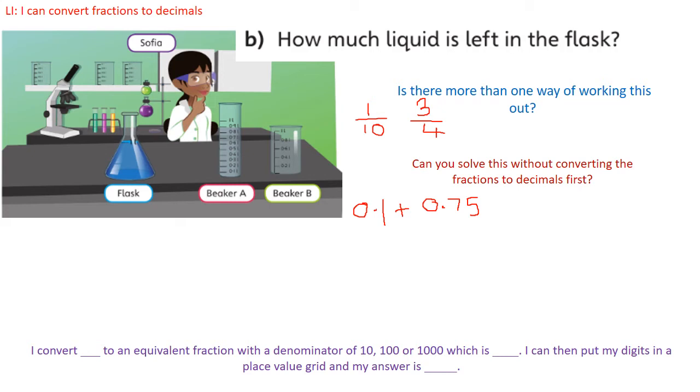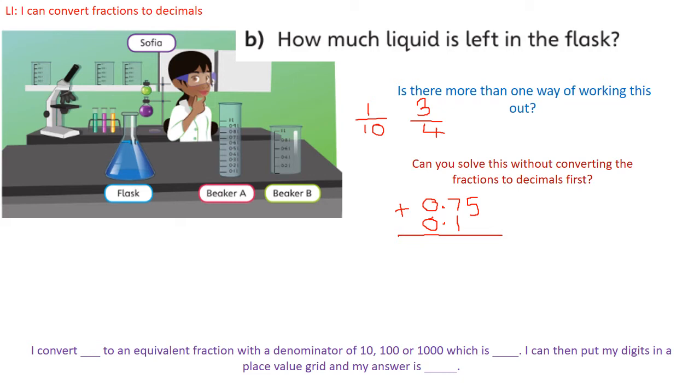So what I'm going to do is I'm going to rub out this bit here, and I'm going to make this into a column addition. So 0.1. What do you notice about my columns? I've got a gap here, haven't I? What could I put in there that doesn't change the value of 0.1 but would make the adding up easier? Yes, you're correct. I could put a 0.